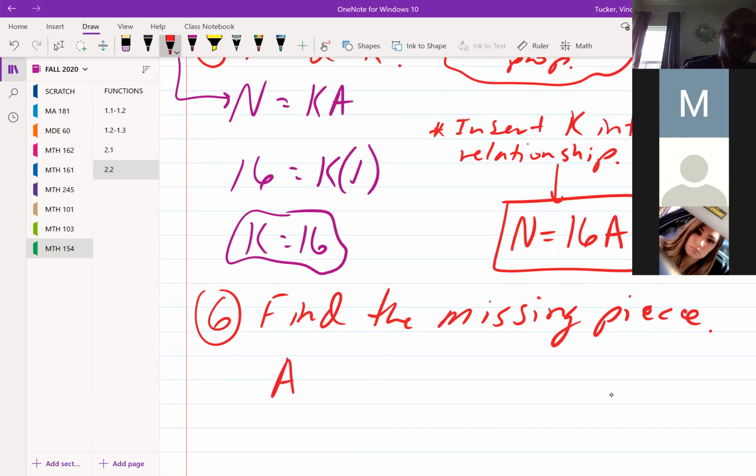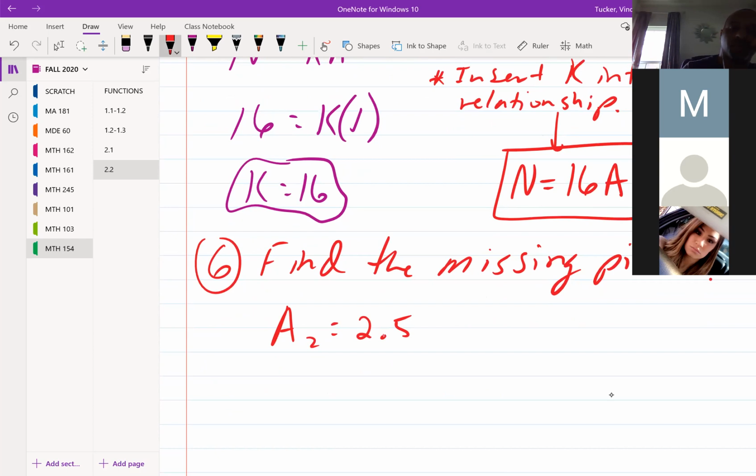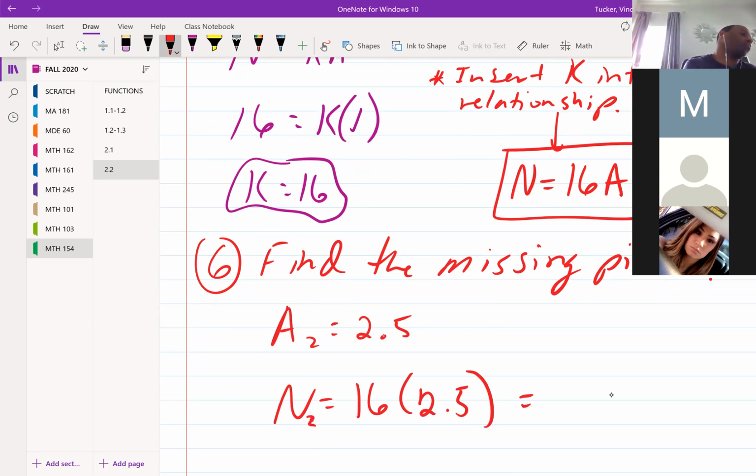The A that we know, A2, is 2.5. So that'd be 16 times 2.5. And that would be 40. All right. Questions?